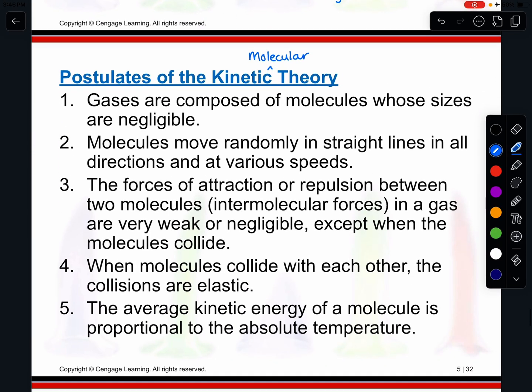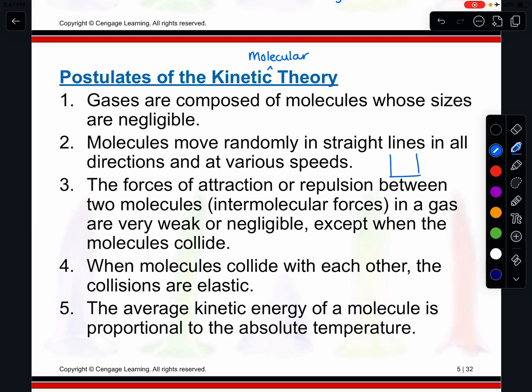All right, let's briefly go through the postulates, or the components, of the kinetic molecular theory. Gases are composed of molecules whose size is negligible, meaning gas molecules are so small that we don't even consider them taking up actual space. They are there, but they don't add together to create any measurable space. Now, molecules move randomly in straight lines in all directions and at various speeds.